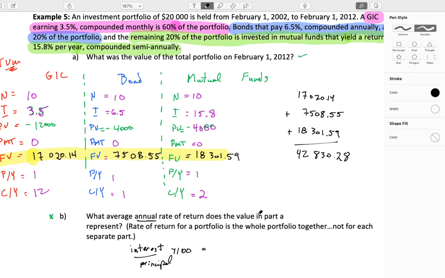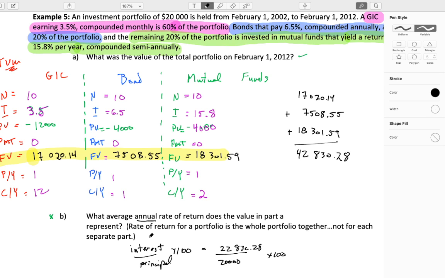My interest here, well, I invested initially $20,000, so that's also my principal, right? But my interest is, how much did I gain? Well, I gained $42,830.28 minus $20,000. In other words, I gained $22,830.28, and I multiply that by 100. That will give me my overall rate of return.